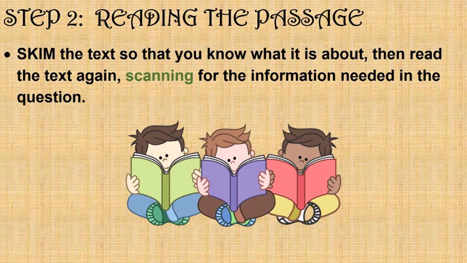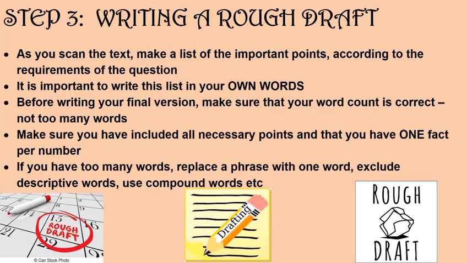And as you read, you have in your mind, remember the dangers of poor eating habits. And you start underlining or highlighting possible facts, number them. The next step is now you have to write a rough draft. As you scan the text, make a list of the important points according to the requirements of the question. So you can either highlight a number or for a rough draft, just write down the basic ideas. Important once again, own words.